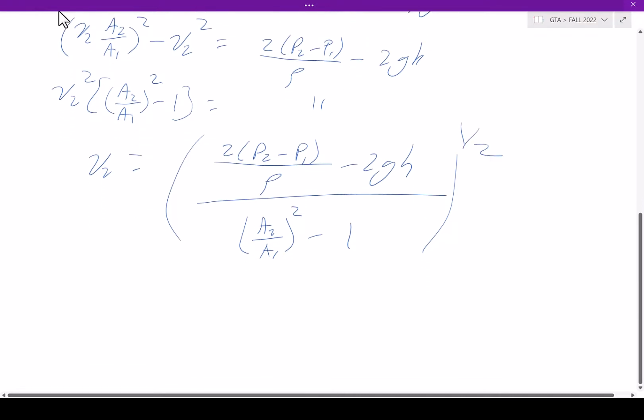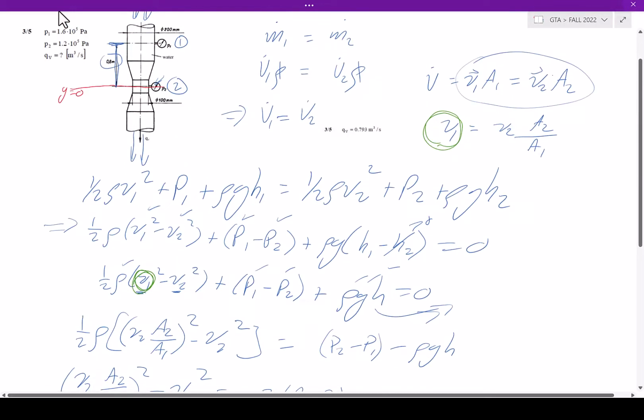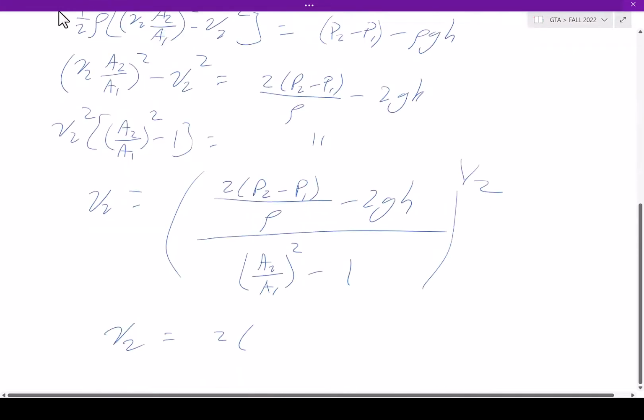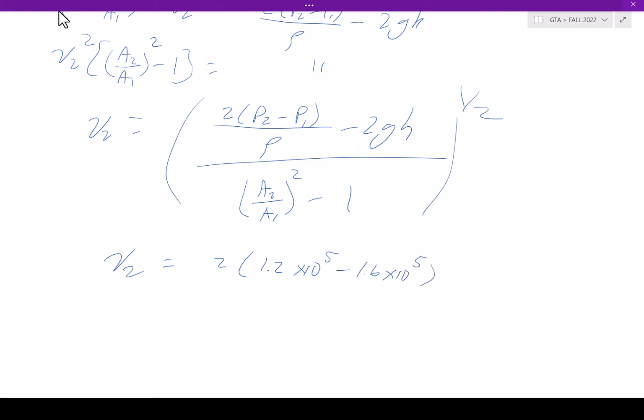Not too bad. Everything here is given, so your V2 must be equal to 2 times, what is P2? P2 is 1.2 and P1 is 1.6. The density is 1000, because it's given that it's water. The height, I believe, is 0.8.